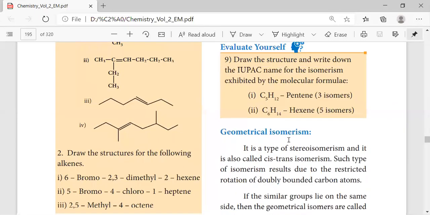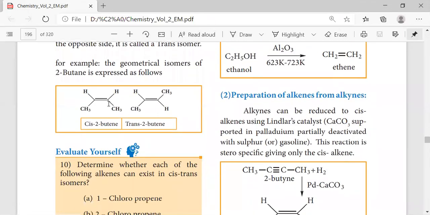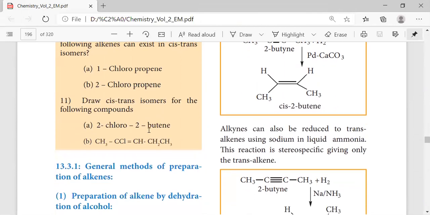In geometrical isomerism, the geometry simply refers to the different isomers, cis and trans. Cis refers to identical groups present on the same side. Where identical groups are present on the opposite side, that is said to be trans.